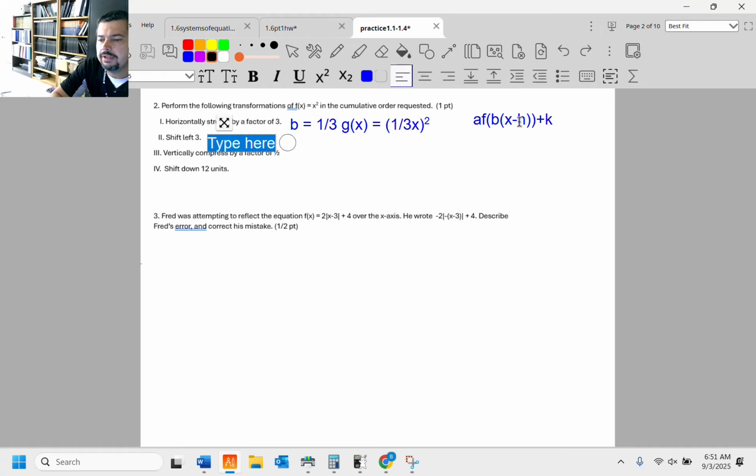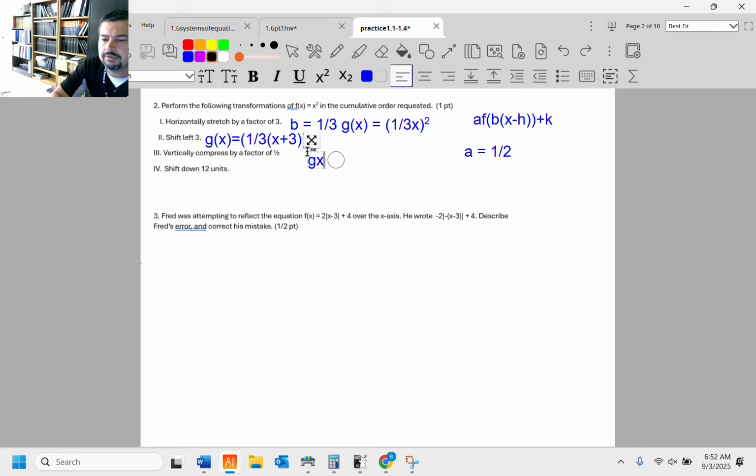Shift left 3, that's going to be your h. And if you're going to shift left, you're going to do opposite. You got to be careful how you write this, though, because that has to be in parentheses. We're shifting left, so we're going to add 3 inside. Alright, vertically compressed by a factor of half. That's the a value. They're saying that a is a half.